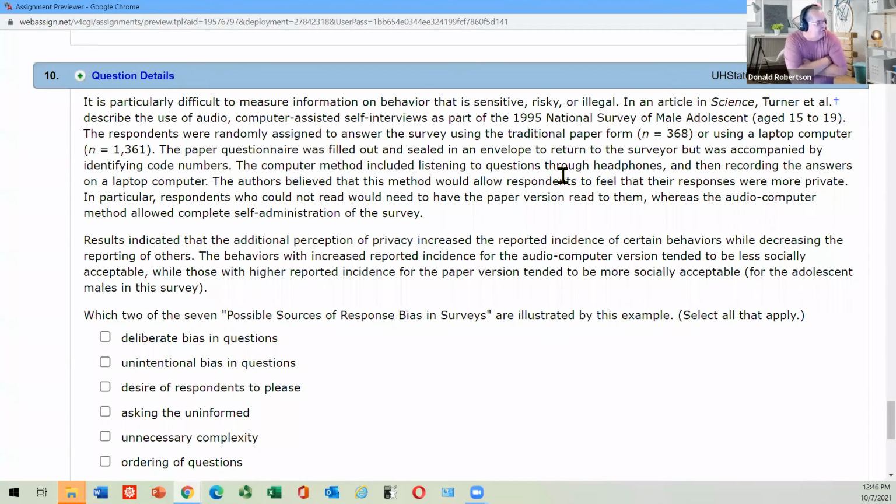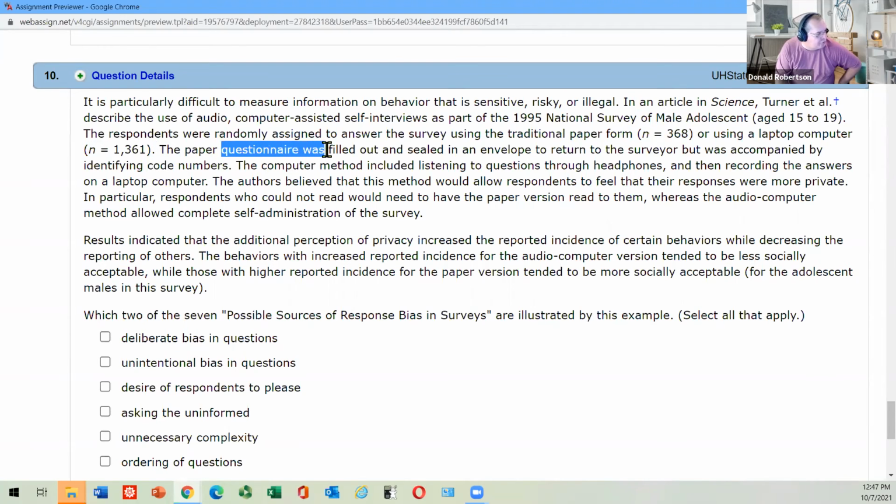Okay, look at this one. It's about information on behavior that is particularly difficult to measure because it is sensitive, risky, or illegal. In an article, which was done in 1995, they looked at male adolescents, that's people in the age group 15 to 19. The respondents were randomly assigned to answer a survey using a traditional paper method, 368 of them, or by using a computer. I'm assuming that's the other half. They're not the same size, but that's fine.